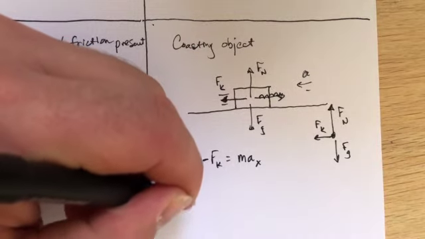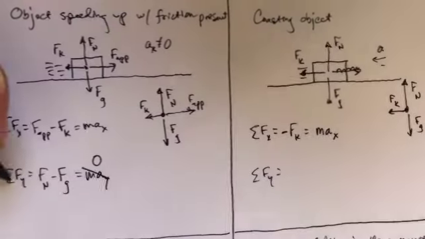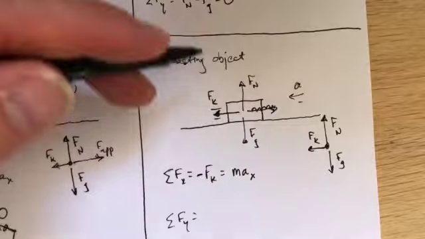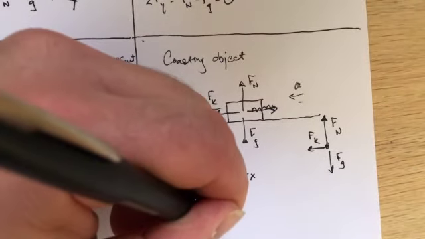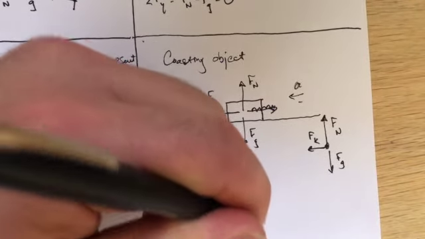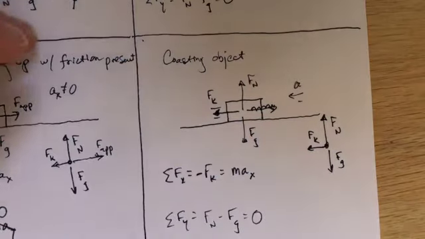In the y direction, guess what? It's going to be exactly the same as it was over here. There is no change in the motion moving up or down. So that's going to be F sub n minus F sub g, once again, equals 0.